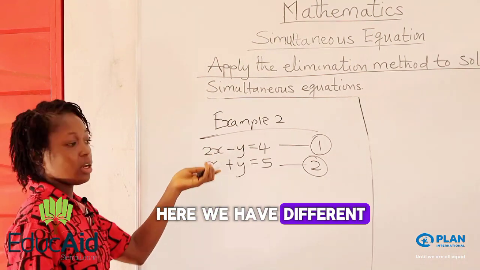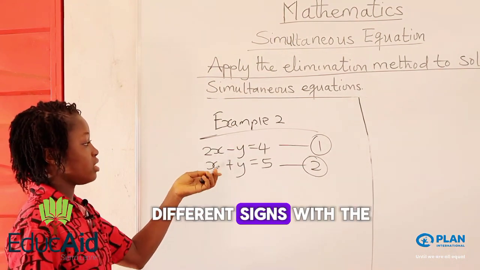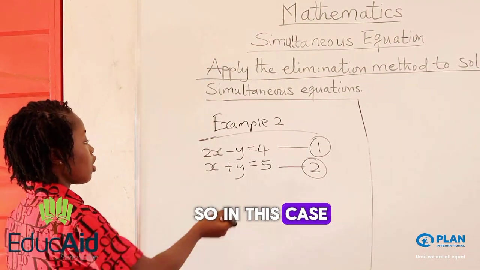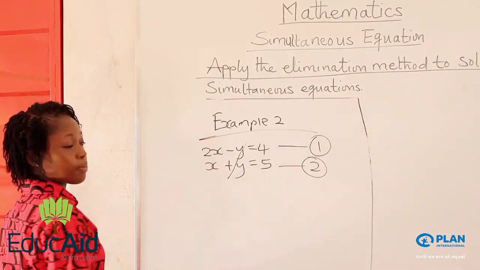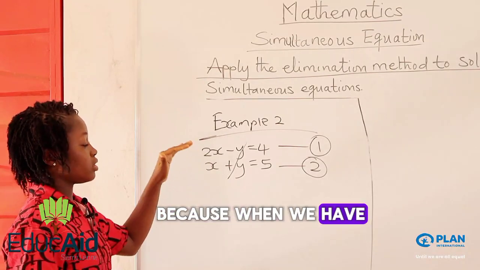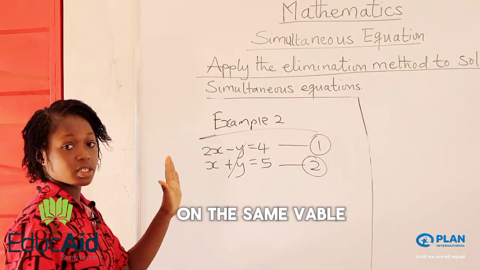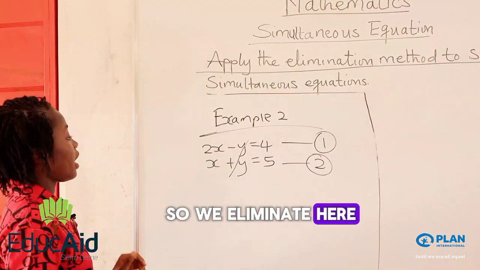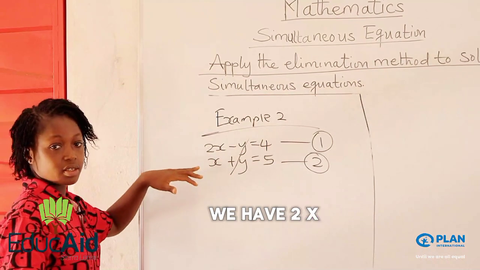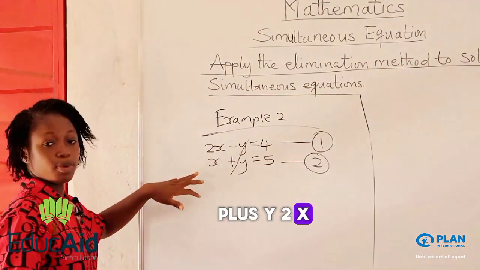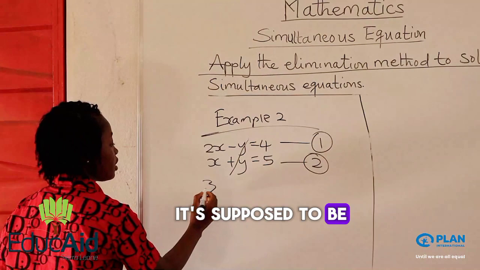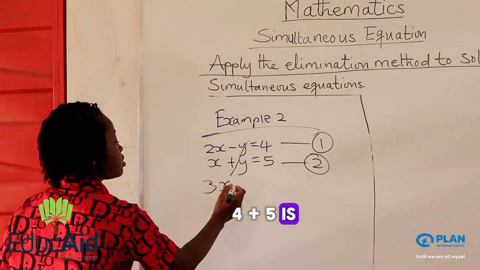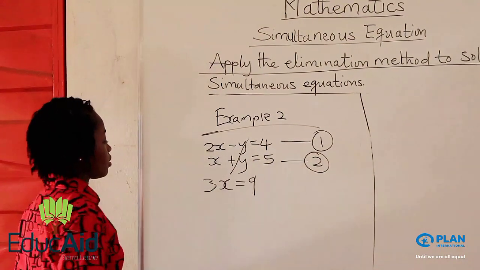We have different signs with the same variable and the same coefficients. So in this case, we eliminate. Because when we have different signs with the same coefficients and the same variable, it is equal to 0. So we eliminate. Here, we have 2x plus x, it's supposed to be 3x. And here, 4 plus 5, it is equal to 9.